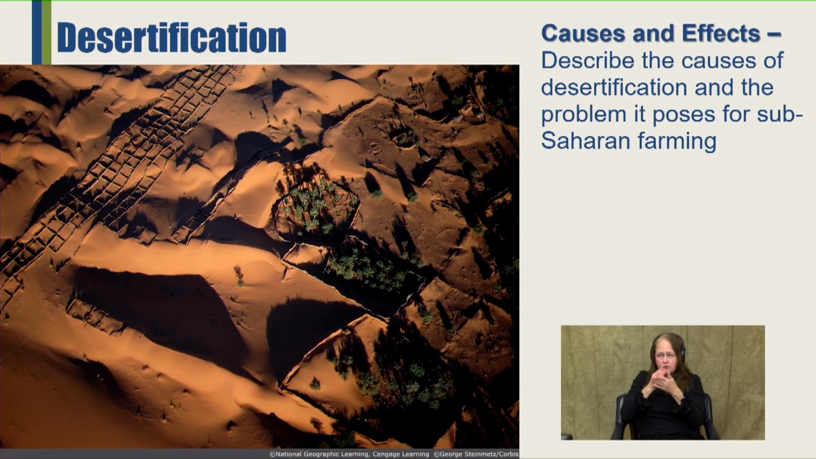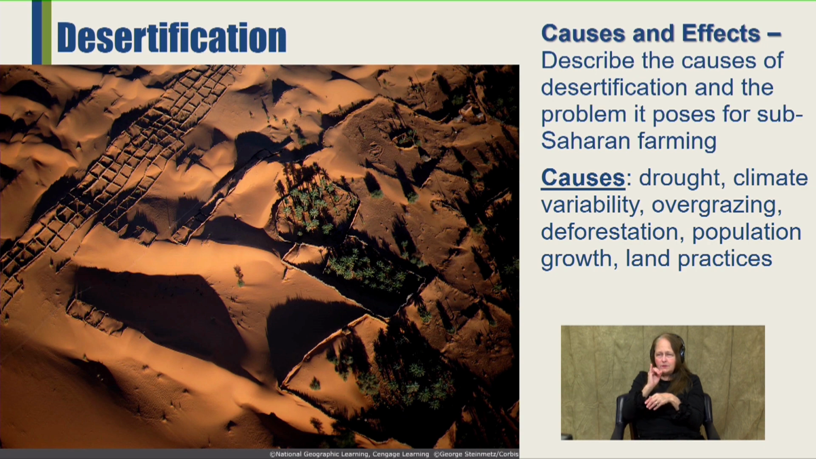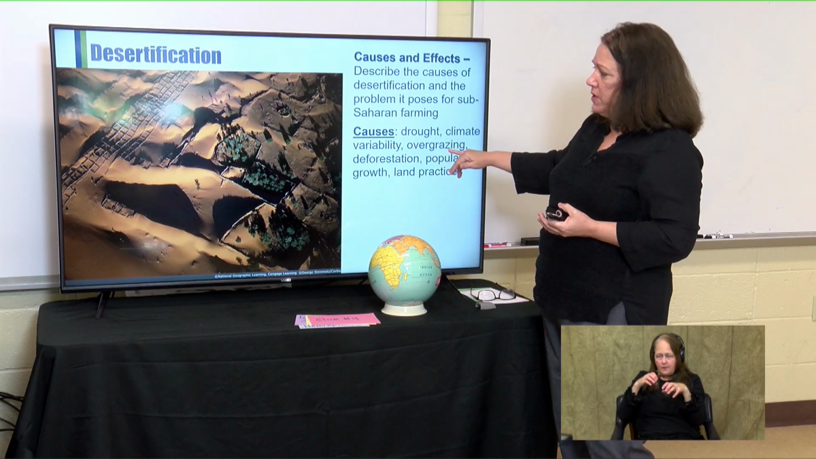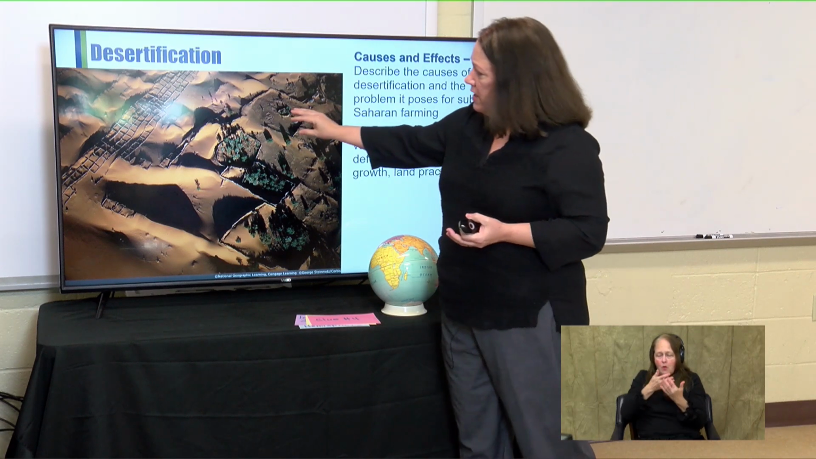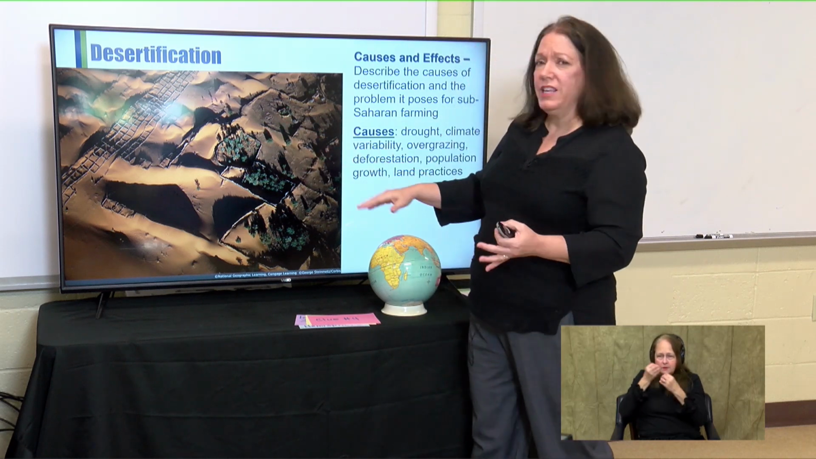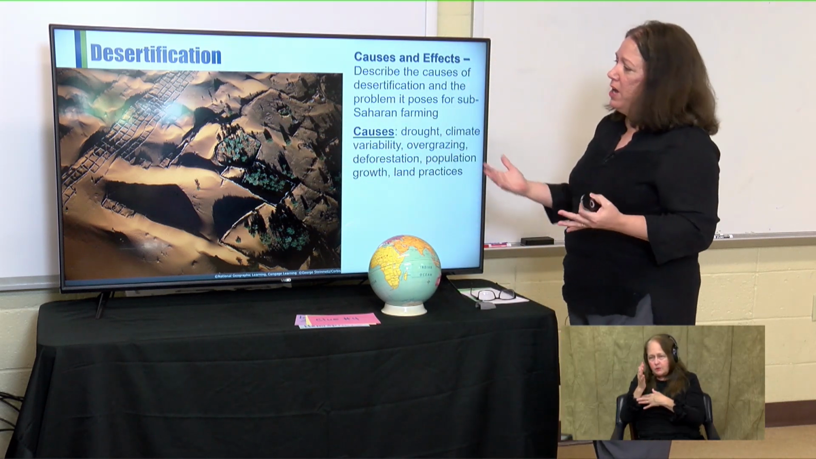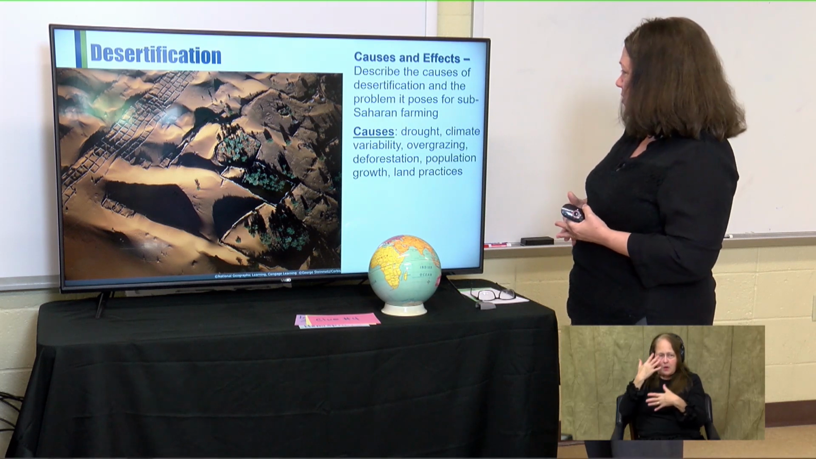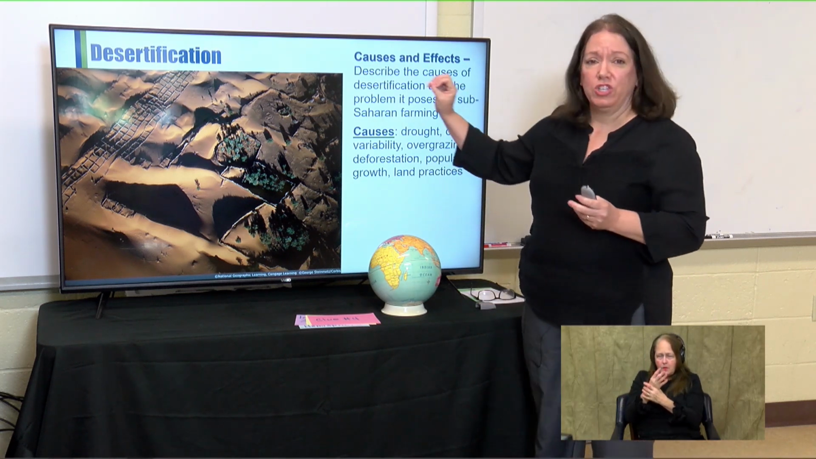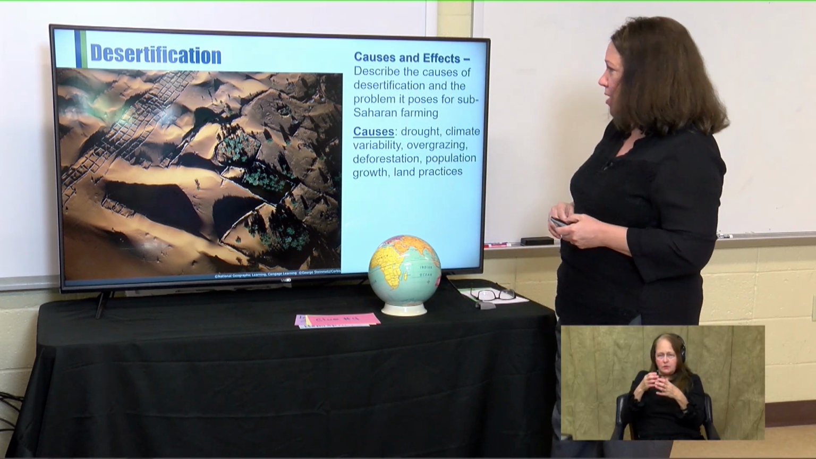Some of the causes of desertification: drought, lack of rainfall, climate variability, long periods of time between normal rainfall, overgrazing by animals. When you allow your animals to graze on what shrubs and vegetation there is, if you do that too much, it depletes that growth. Population growth is also putting a strain on these resources and land practices.